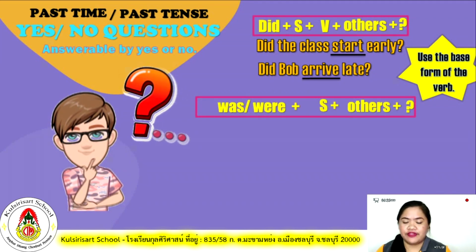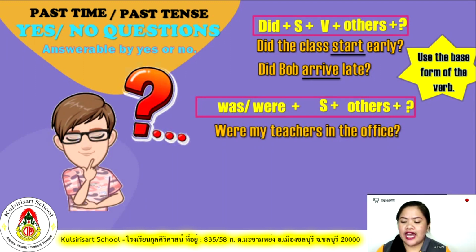Next, we have this pattern: was, were, plus subject, plus others, plus question mark. Now, when we talk about was or were, was is used when? Very good. And were is used when? Very good, the subject is plural. Now, we have here, were my teachers in the office? Where is the subject? Very good, teachers. That's why we are using were, because the subject is plural.